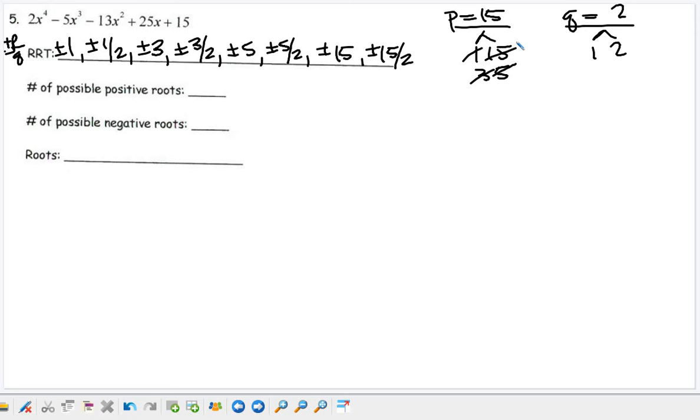So I want you to do the positive. Positive possibles, count sign changes. 1, 2, and then 0. Remember, we have to subtract 2. Possible negatives. Give you just a second. You can pause the video.